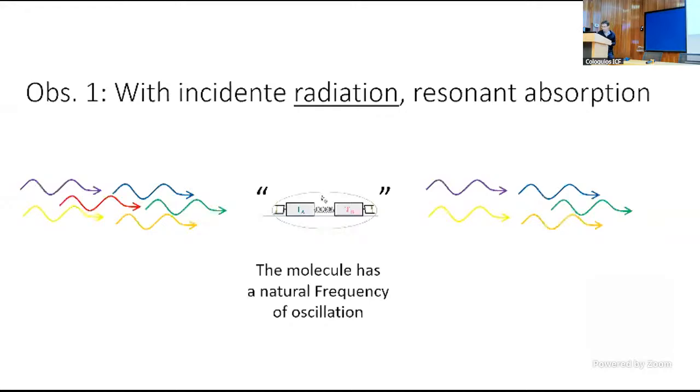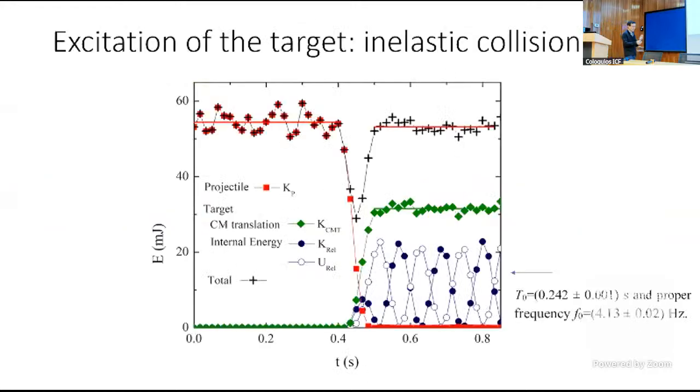So why am I talking about this? Because here you see that there is a proper frequency of the target. If I change the velocity of the projectile, or the mass of the projectile, what will change? The amplitude of the movement, the amount of energy that goes into the center of mass of the target, but not the frequency. The frequency is a property of the oscillator. Right?